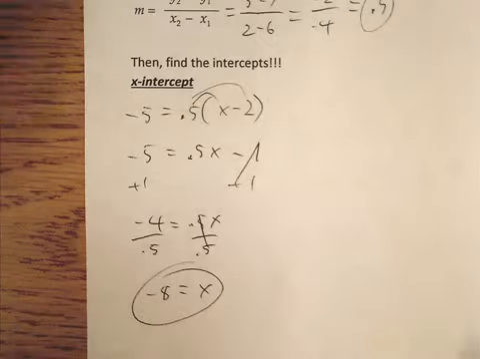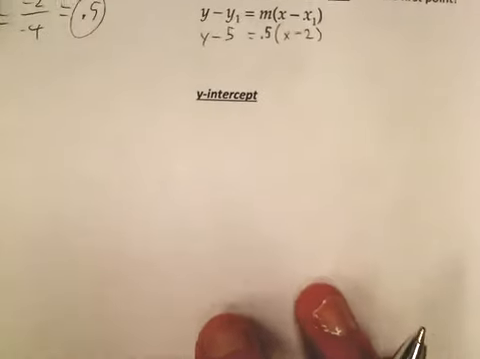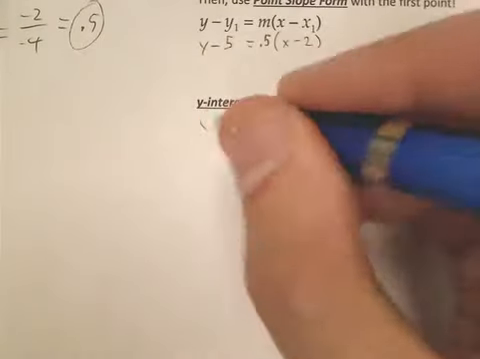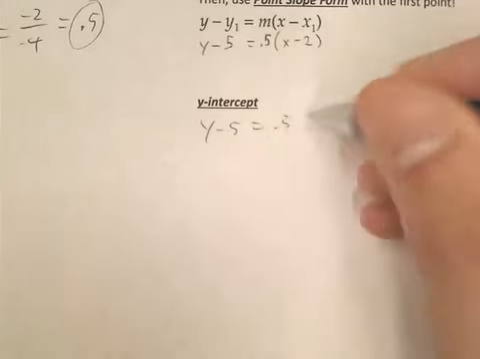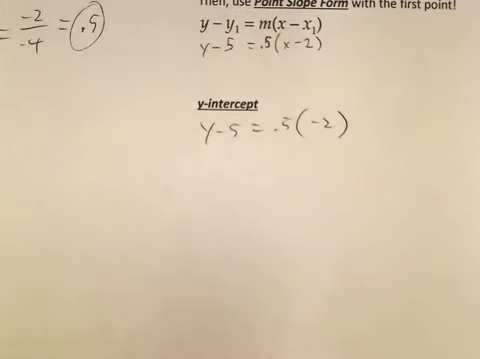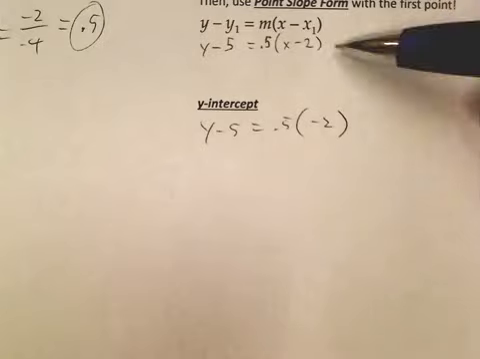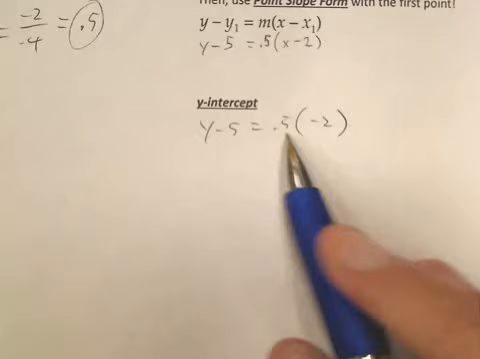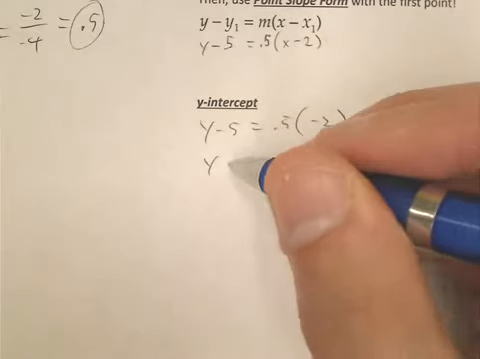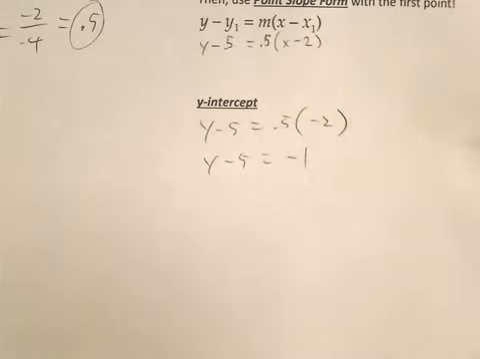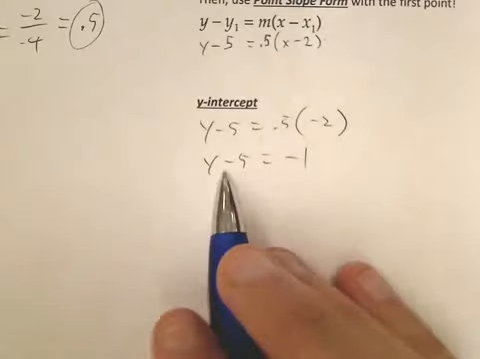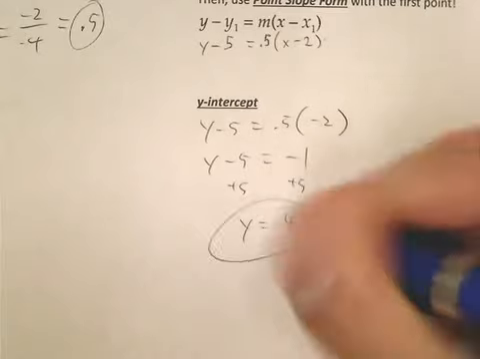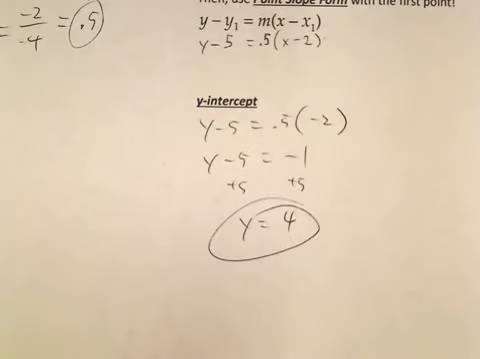Okay, let's go to the right. To find the y-intercept, write it without the x. So write this out, but do not write the x. Okay, I wrote everything except for the x. And then let's do what we see. 0.5 times negative 2, that's negative 1. And then y minus 5, to get rid of minus 5, we're going to plus 5. So the y-intercept is 4.